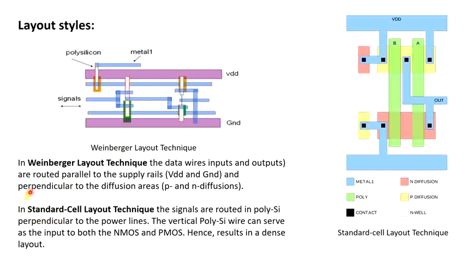Whereas in the standard cell layout technique, the signals are routed in polysilicon lines perpendicular to the power lines. You can see it here, these are the power lines, VDD and ground, and the polysilicon lines which are basically forming the gate here are perpendicular to these power lines. And also, as the same polysilicon lines can be used as a gate for both PMOS as well as NMOS, this standard layout technique results in a denser layout.